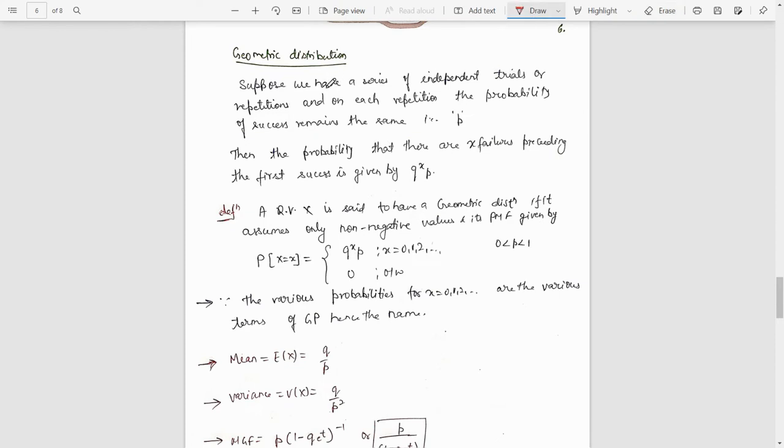So geometric distribution means, suppose we have a series of independent trials. Let's say we are tossing maybe anything. Let's say we have an urn, and we are picking a ball.